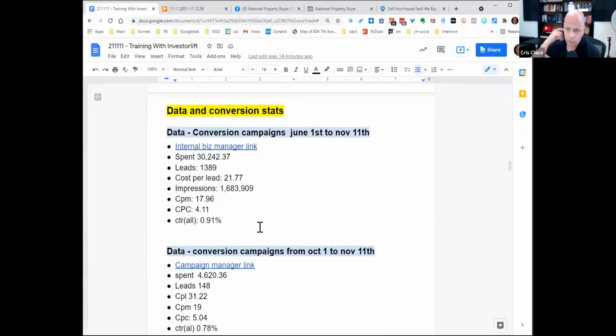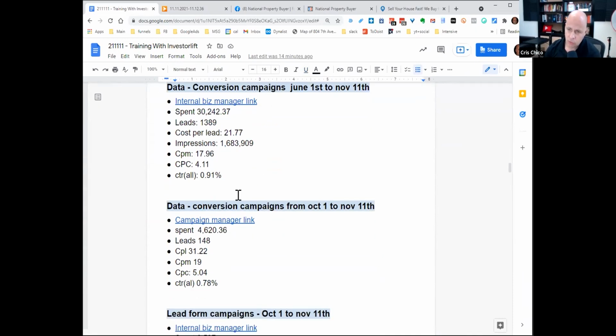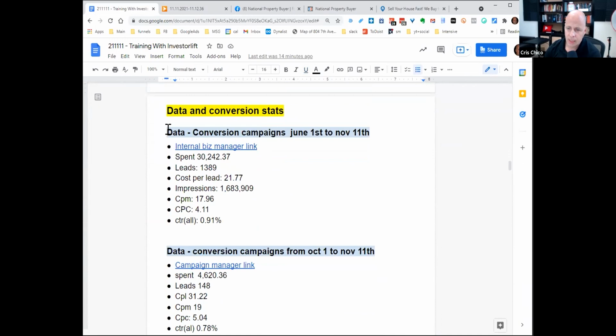Now, in terms of numbers, this is where we're just giving you some stats. I'll give you an example. This is data between June 1st and November 11th on conversion campaigns, so campaigns that were sending traffic to a ClickFunnels landing page. For this particular set of campaigns, we spent $30,242 and generated 1,389 leads. The cost per lead is $21.